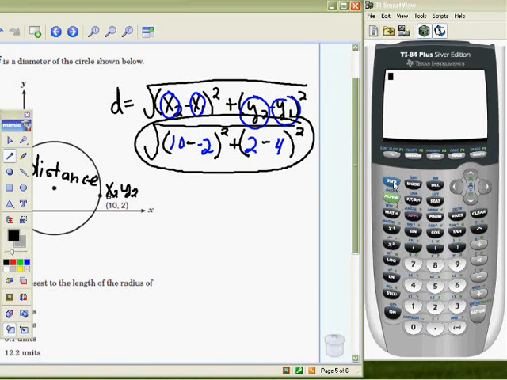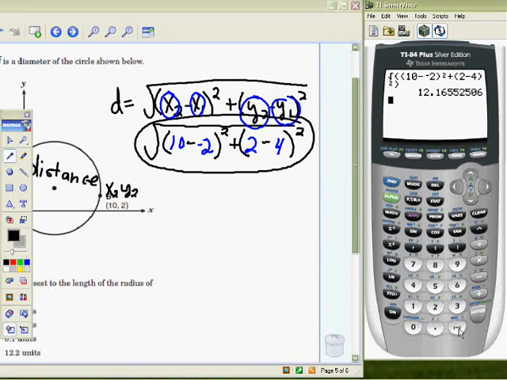So, square root, I have to hit second, and x squared brings up this parenthesis. Now this parenthesis right here represents this square root bracket here. Okay, this radical here. So that's going to be my first set of parentheses. So I must open another set, and I can just enter it in just like it is. 10 minus negative 2, close parentheses squared, plus open 2 minus 4, close squared, then close again for closing the radical, the square root bracket.